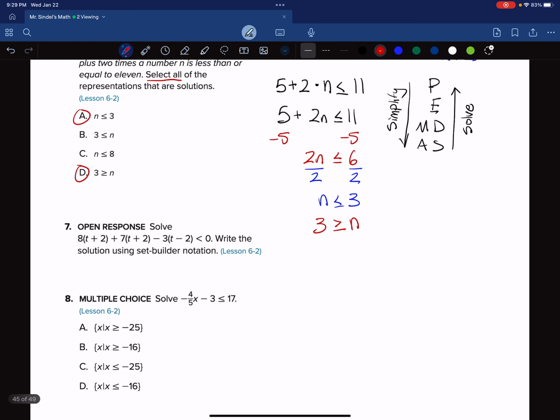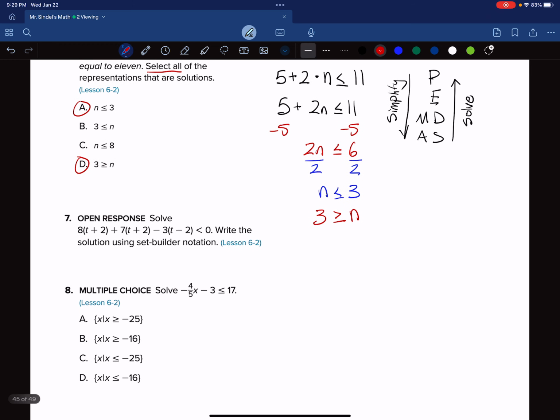All right, what about number 7? We need to solve this thing. And we need to write the solution using set builder notation. I'm a little bit confused on what that means. Maybe I should go back and read the textbook a little bit better. Let me rewrite this problem really quick.